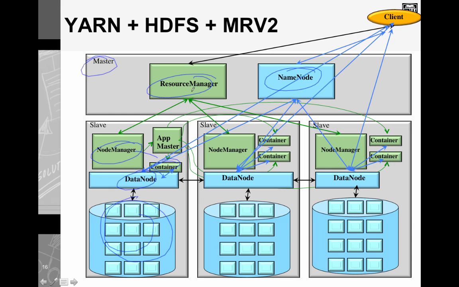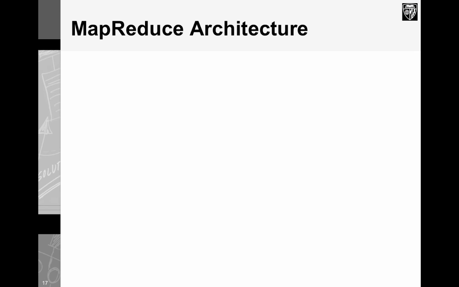So the master daemons are resource manager and name node. The slave daemons are node manager and data node. There's also something called secondary name node, which is really used for backup of the name node. But as you can see, it's a master slave architecture. There will be one master and several slaves. Now let's look at the MapReduce architecture.